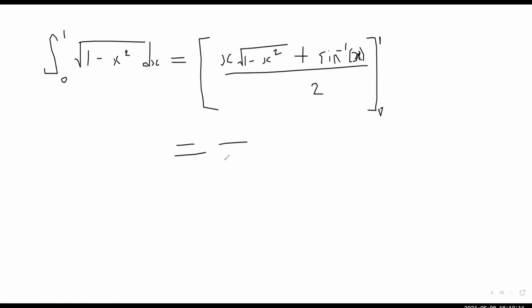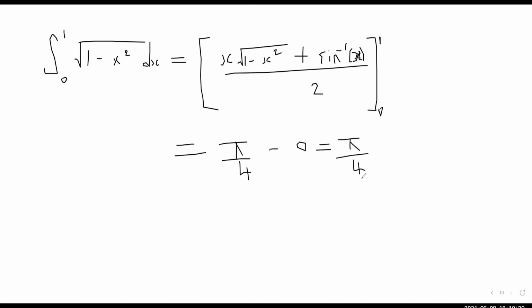Then we'll plug in the 0. What we're going to get now is, when you plug in 0, you're just going to get 0, so minus 0 when you plug in 0. So the answer is pi by 4. All right, pi by 4. That's the final answer, pi by 4.